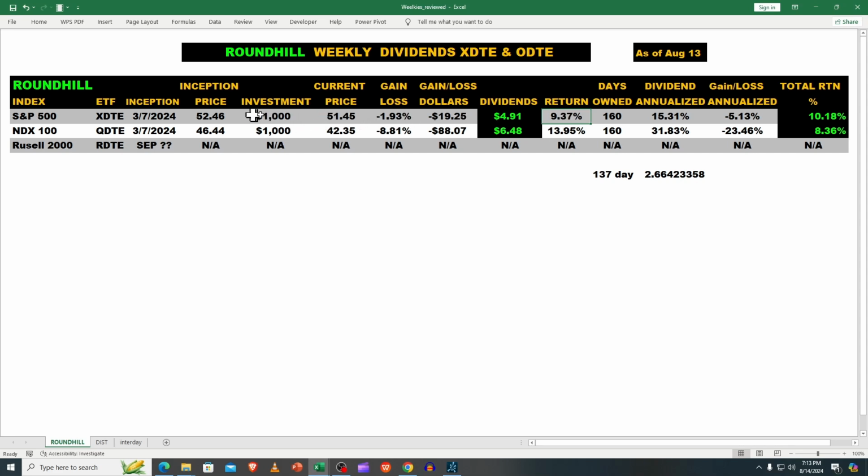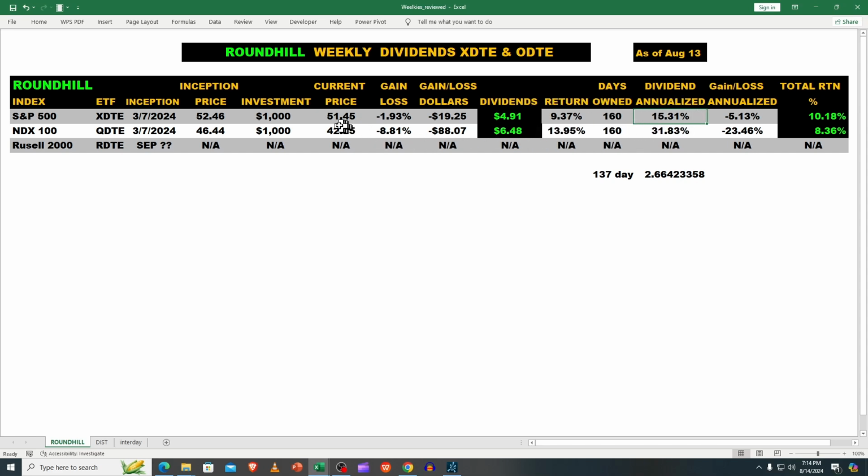Again, it doesn't matter how much. It's 9.37. How many days? This is a formula to calculate how many days you've owned it. 160 days, and then that's a portion of 365, and you get an annualized return. So for the period you've owned it, you've made 9.37 and you get 15.31. Well, that's all around the dividend.